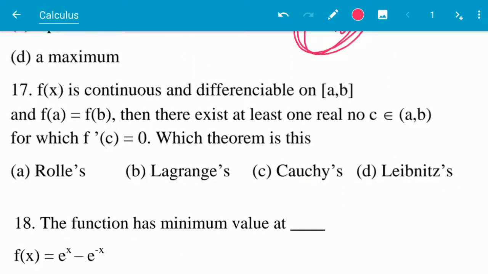Question number 17. f(x) is continuous and differentiable on (a, b) and f(a) is equal to f(b), then there exists at least one real number c belonging to (a, b) for which f dash c is equal to 0. Which theorem is this? This is Rolle's theorem. What does Rolle's theorem say?